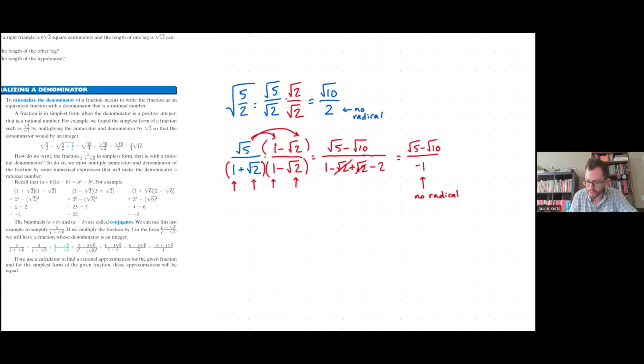Of course, I could simplify this final answer by just doing square root of 10 minus square root of 5, just multiplying both sides by that negative 1. So that's what we're going to do. We're going to practice multiplying a denominator by its conjugate. Let's go on to some examples.